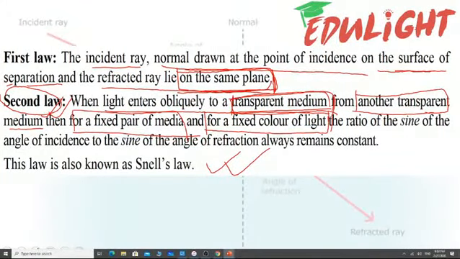If the incident angle in both cases is the same, we can say that the refraction angle will be the same for a fixed color of light, which is why it is included in this second law. For a fixed color of light, the ratio of the sine of the angle of incidence. What is the angle of incidence? I. Sine of the angle of incidence is what? Sin I. Okay, sin I. The ratio of the sine of the angle of incidence to the sine of the angle of refraction.